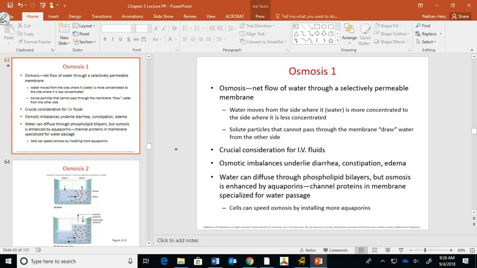Again, anatomists are not creative. We just name it what it's called, right? So an aquaporin is this channel that allows water to move in and out, even easier than through the membrane via osmosis. Aquaporins. Okay, we continue on.